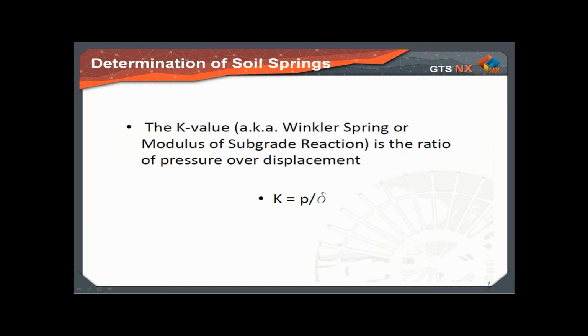Determination of what the soil springs are. The K value, as we refer to it, which is also known as the Winkler spring or modulus of subgrade reaction, is the ratio of soil pressure over displacement. So the unit is pressure or stress over length.